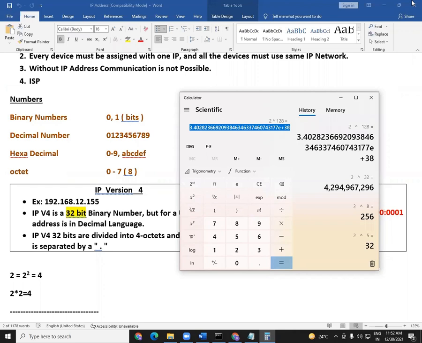What is the population of this earth? It is around 8 billion. So if every person is using some millions of addresses, still trillions of addresses will be available for free. Got it? IP version 4 is a design. IP version 6 is also a design. In IP version 4, we have totally 32 bits, so we have more than 4 billion numbers.